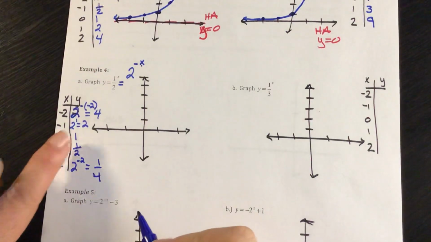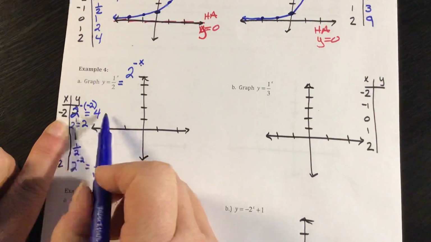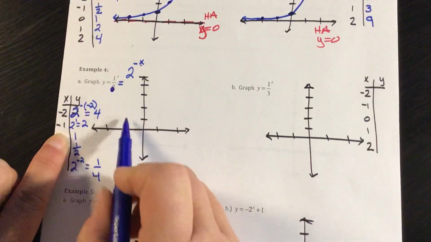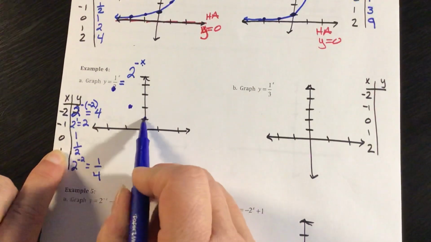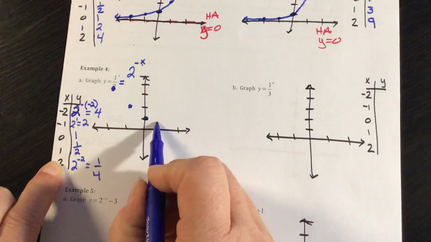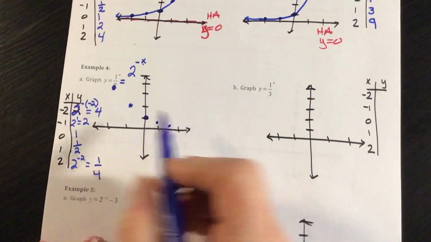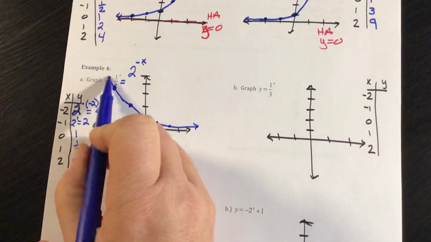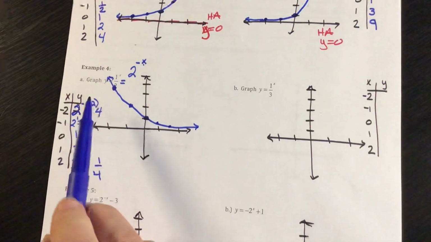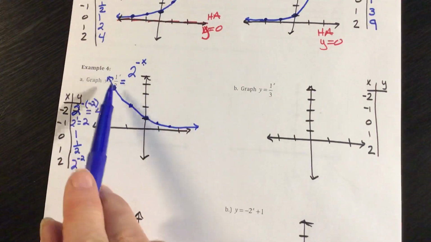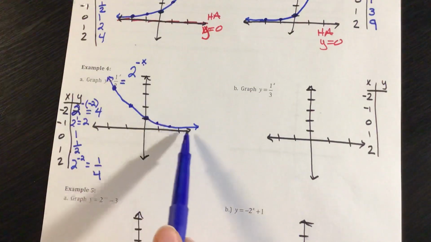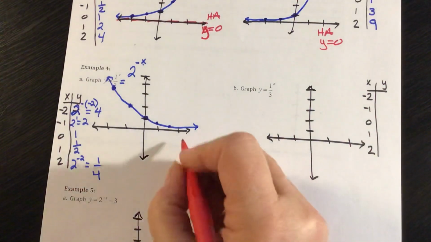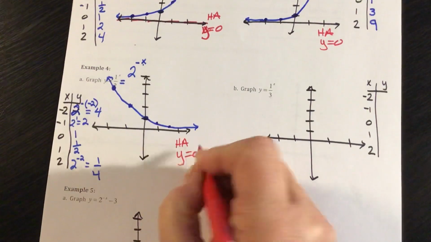Okay, so if I were to plot these points, I'm going to go over to -2 up 4, over 1 up 2, over 0 up 1, over 1 up 1/2, and then 1/4. All right, so if you can see what happens here, I'm going to start up very high, and I'm going to go down and approach the x-axis. So again, I'm going to have a horizontal asymptote at y equals 0.